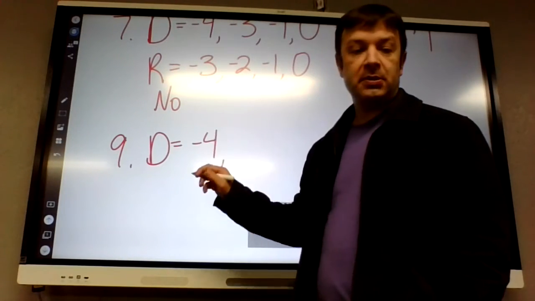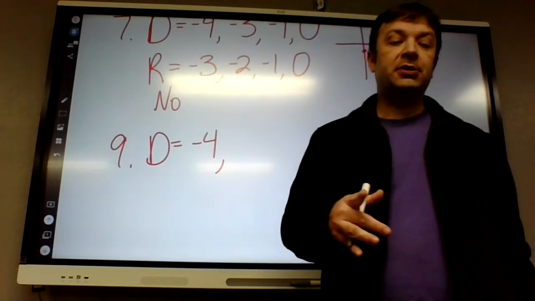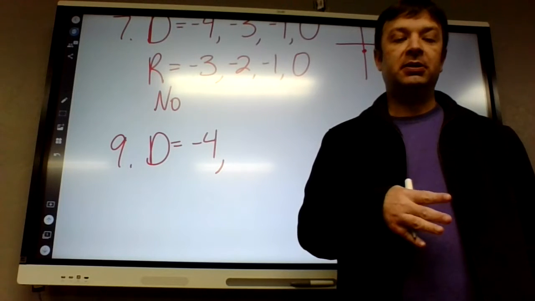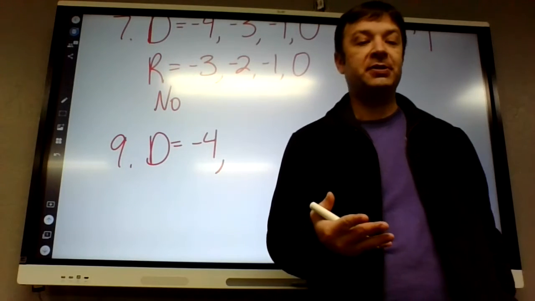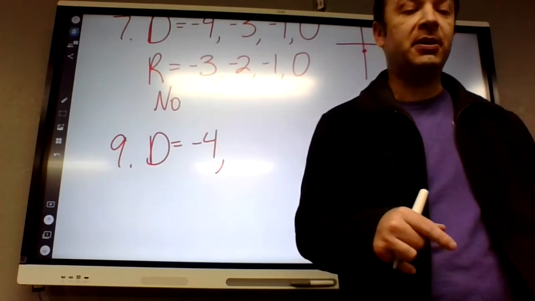Domain is x values. X values go left and right. So that point on the very left is at (-4, 1), right? So the x value is -4. That means 1 is going to be a y value. We'll come back to that later.